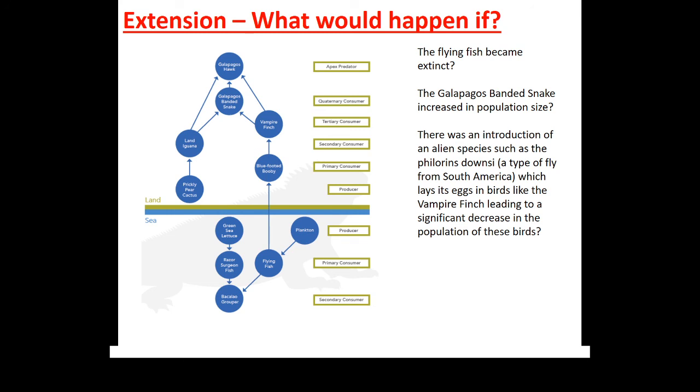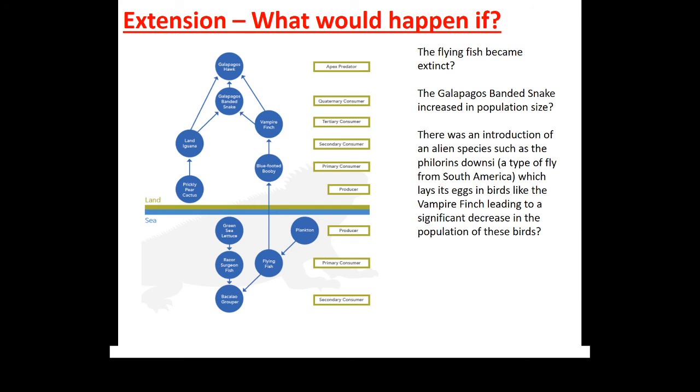Okay, welcome back. Hopefully you've got the idea by now. If the vampire finch decreased in numbers because of the introduction of an alien species, then there'd be fewer predators of the blue-footed booby. Fewer predators of the blue-footed booby means an increase in that primary consumer there, but that's bad news for flying fish. So that is actually good news for the bacalhau grouper. But equally, the vampire finch is extinct, which means that the Galapagos banded snake will have to increase its predation of the land iguana, which is bad news for that.